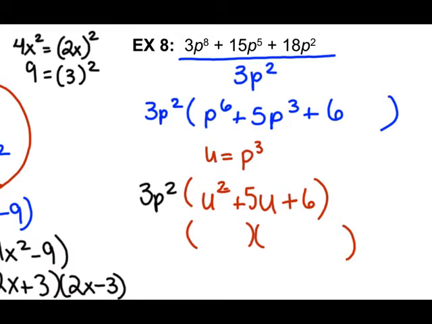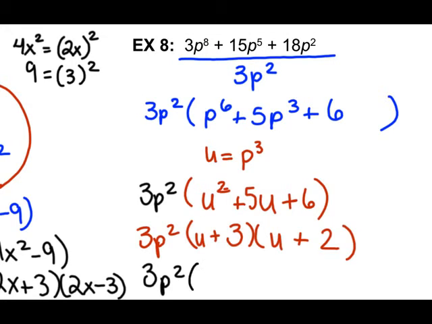Factors of 6 that give me 5 are 3 and 2. I don't use 6 and 1 because both signs are addition. So it's u plus 3 and u plus 2. I bring down my 3p squared. I write my problem back in, so 3p squared. U was originally p cubed, so p cubed plus 3. And now I have p cubed plus 2.